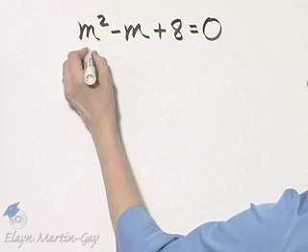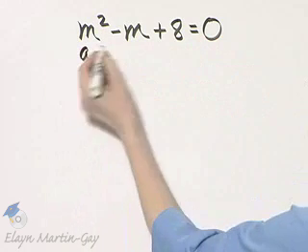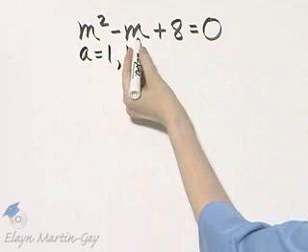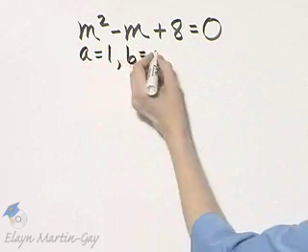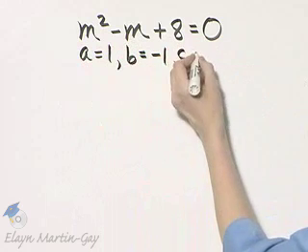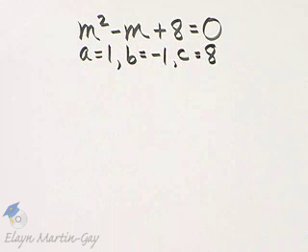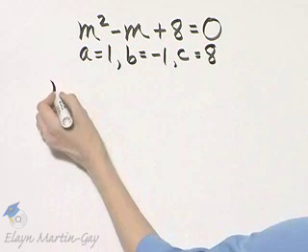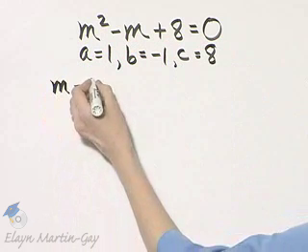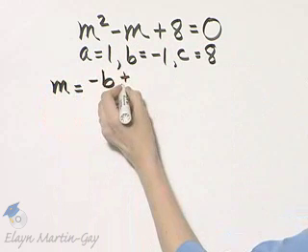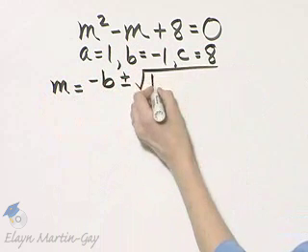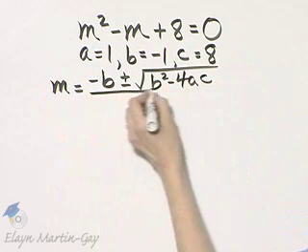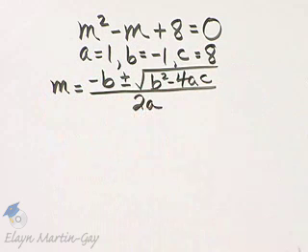Remember, a is the coefficient of the squared variable, so a is 1. B is the coefficient of, in this case, m, so b is -1. And c is the constant, in this case, 8. And then remember your quadratic formula. Here we're solving for m, so m is equal to -b plus or minus the square root of b squared minus 4ac, and that is all over 2a.